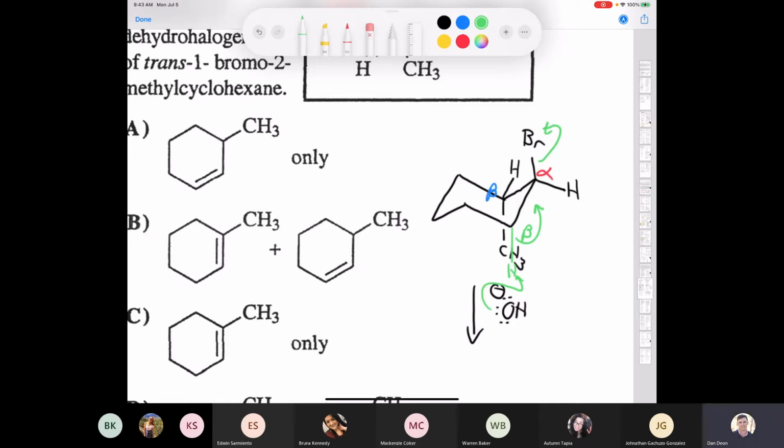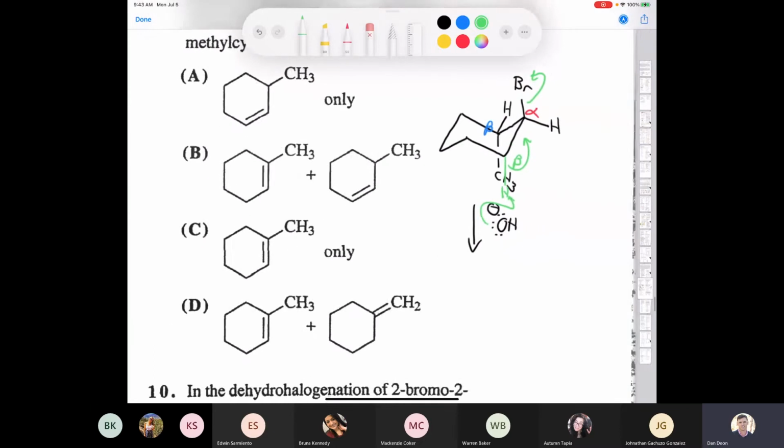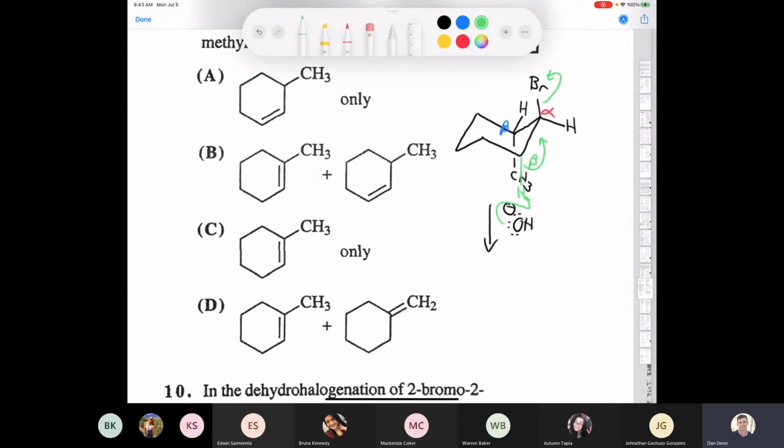It's because the green proton has to be, it's not about hindered and it's not about stability. It's got to be anti-coplanar, right? This hydrogen that I have in green and this bromine, they have to be anti-coplanar. So in order for the elimination, I need to be anti-coplanar. And this bromine can never be anti-coplanar to that hydrogen that I have in the red circle.